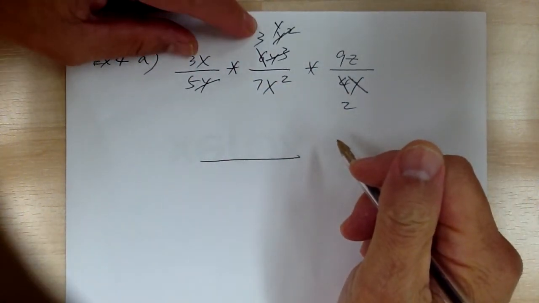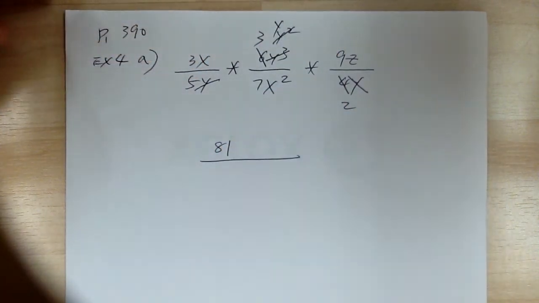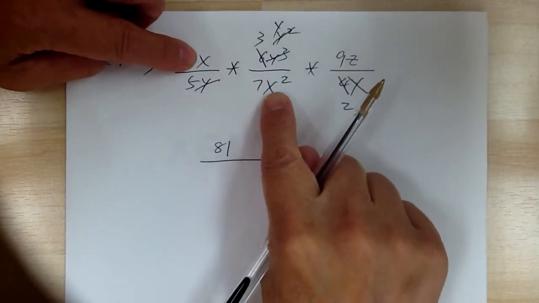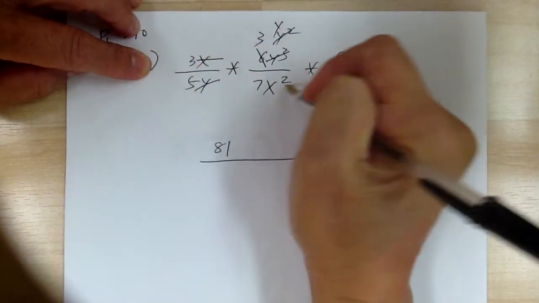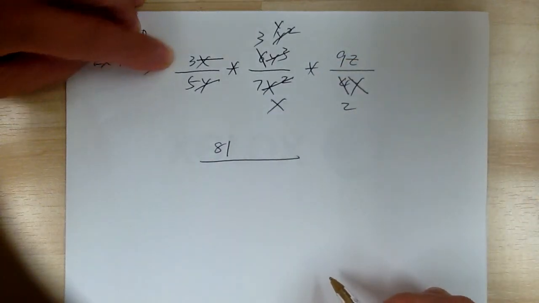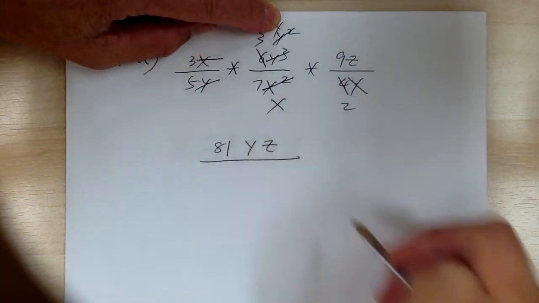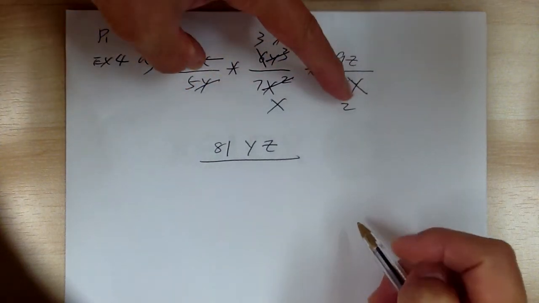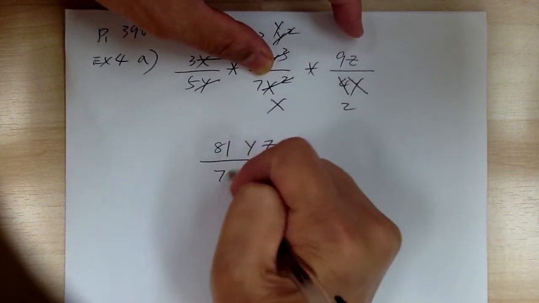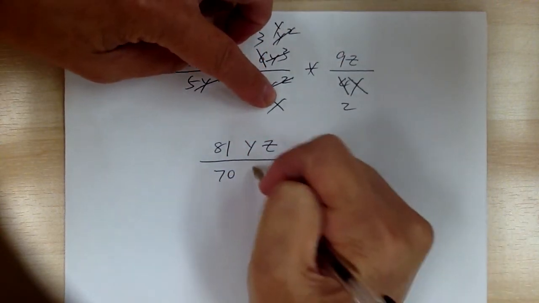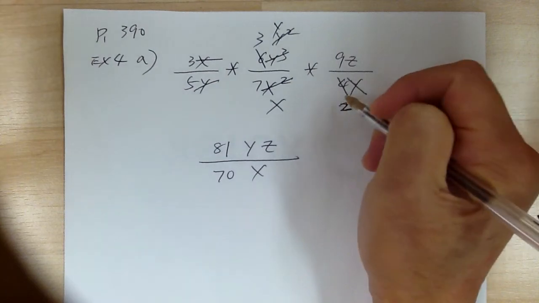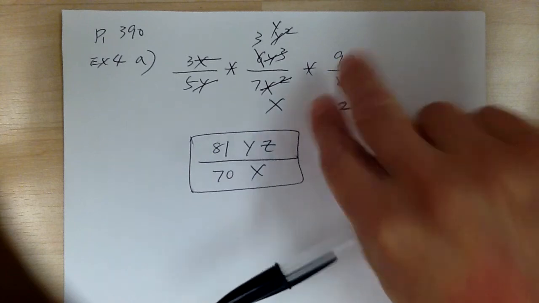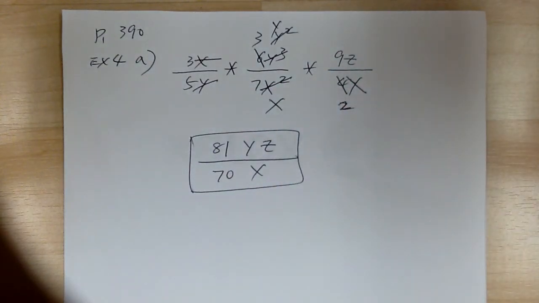So 3 times 3 is 9, times 9 is 81. So here's the number. Now the alphabet, I have x, y, z. Oh wait, forgot the x to cancel. So x cancels with that. I get x over here. So I only have y, z left over. And then over here on the bottom, 5 times 2 is 10, times 7 is 70. And the alphabet is x. And that's it. So this one again, whenever there's division, you flip it upside down.